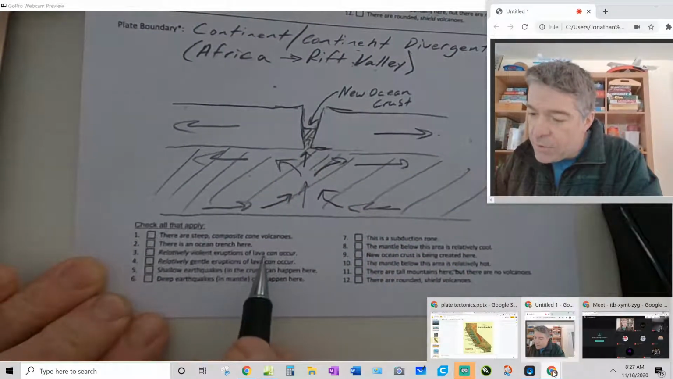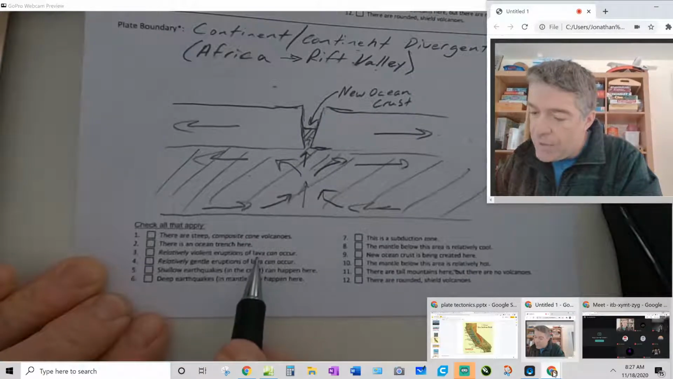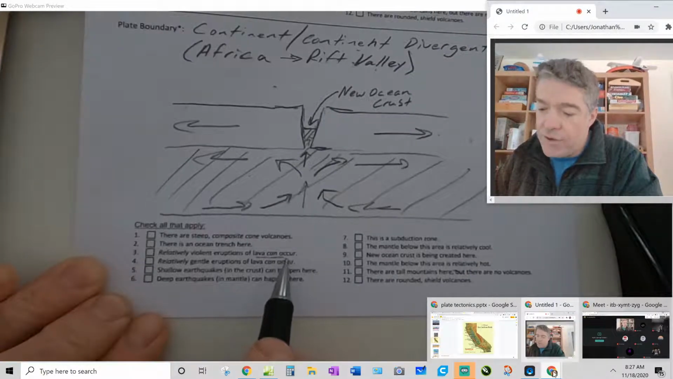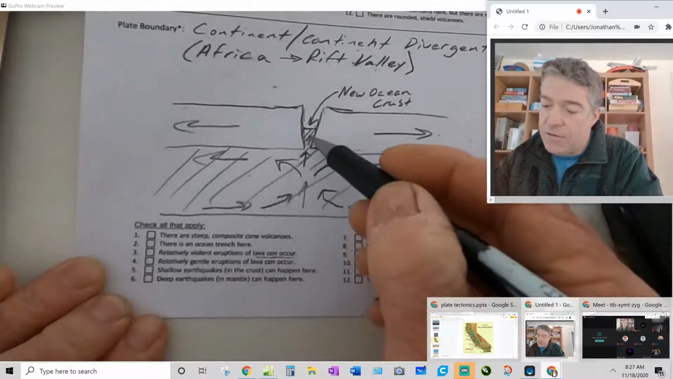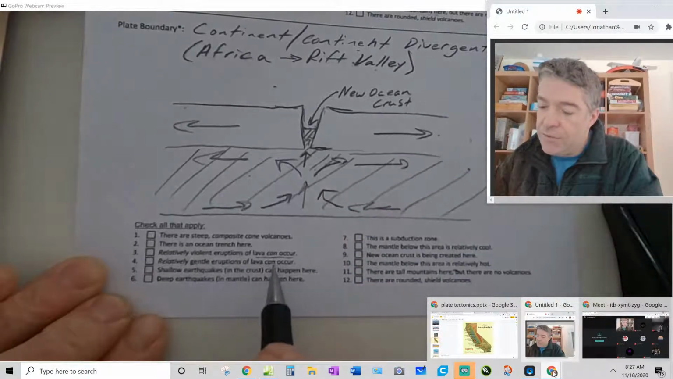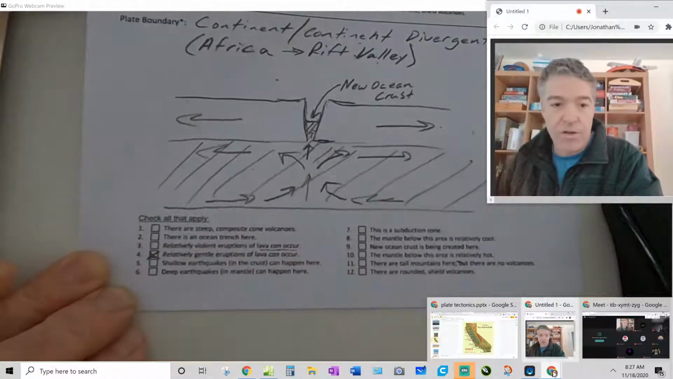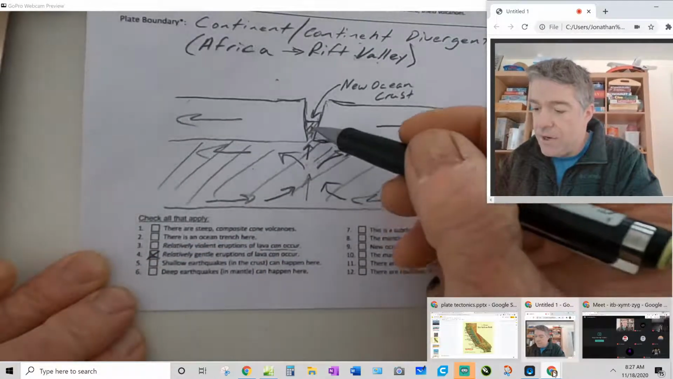Relatively violent eruptions of lava. In order for that to happen, we need felsic, light-colored lava, and there isn't any. All there is is this dark-colored lava. Relatively gentle eruptions, yes, because this is going to erupt.